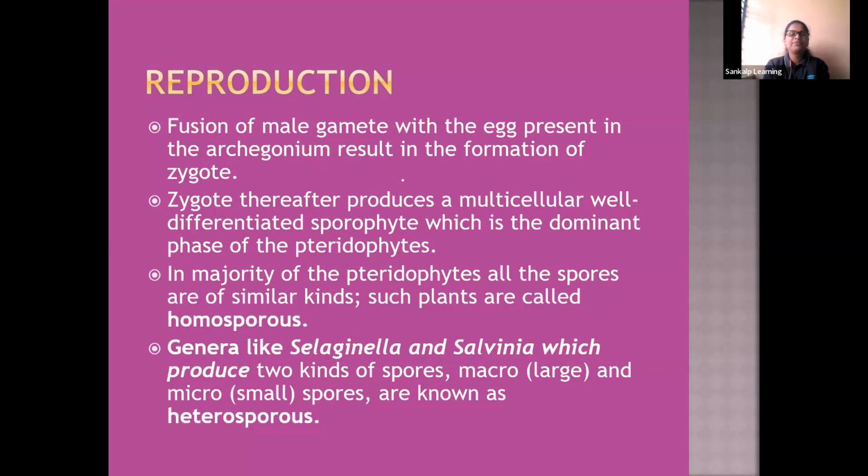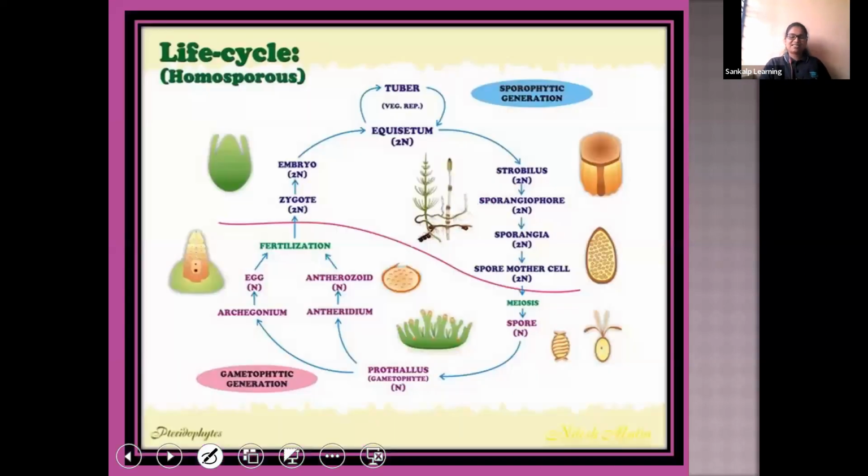Okay, thank you, Sanjay. Fine. So reproduction: fusion of male gamete with the egg, which is present in archegonium. Zygote produces a multicellular, well differentiated sporophyte, which is the dominant phase. Dominant phase means it is present for the longest time in the life cycle, that is the sporophyte. In the majority of the pteridophytes, all the spores produced are similar in structure and function. Therefore, those plants which produce the same kind of spores we call homosporous, except Selaginella and Salvinia. Except Selaginella and Salvinia, all the others are homosporous.